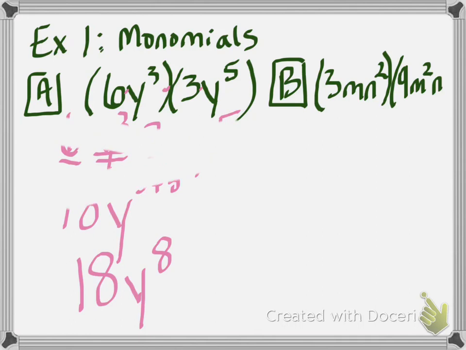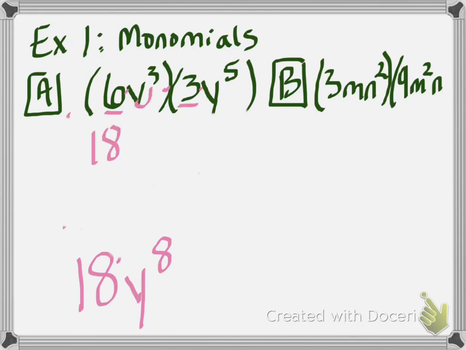From the beginning, what that means is you can take each piece right away. 6 times 3 is 18. This is a y, this is a y. You end up with y to the 3 plus 5, which is 8. Okay, you can do it either way. You'll get the same answer.